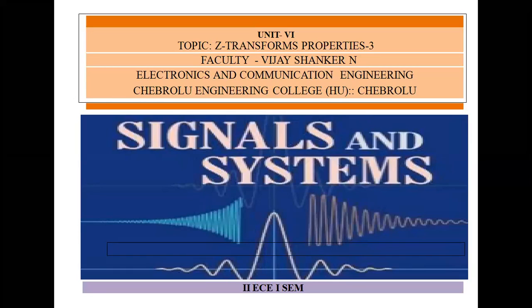Today, we are going to discuss some more properties of the Z transformation. In the previous classes, the last two classes, we discussed the properties of the Z transformation: the linearity property, the shifting property, which is also in two ways, one-sided and two-sided, and the third, multiplication by n or differentiation in the z domain.